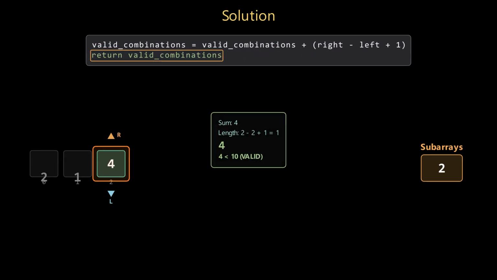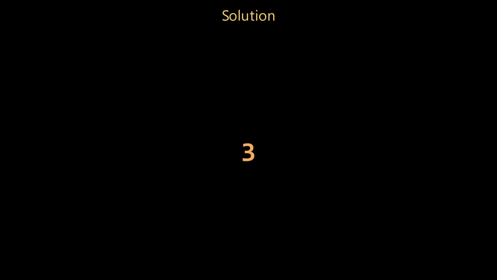With our window back in a completely safe state, we run our final width collection step. At this terminal position, our width is 1, introducing our last valid configuration, the standalone 4. We drop it into our vault, successfully concluding our single linear sweep across the track with a grand total of 3 valid subarrays.